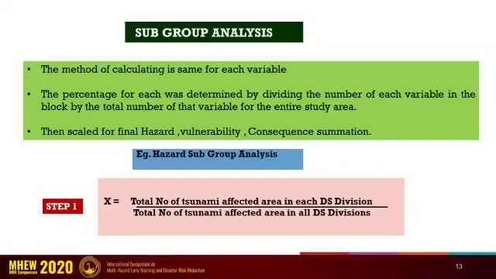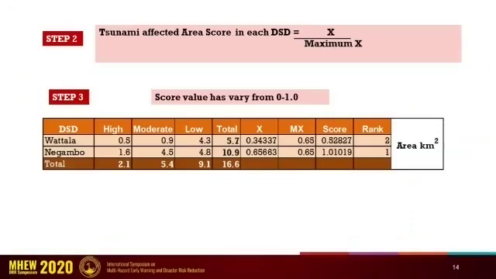The method of calculating is the same for each variable. The percentage for each is determined by dividing the number of each variable in the block by the total number in the entire study area. Then these are selected for the final hazard, vulnerability, and consequence summations. For example, to identify the X value, the total number of tsunami affected areas in each DS division is divided by the total number of tsunami affected areas in all DS divisions. And the final tsunami affected score value is identified by dividing the identified X value by the maximum X value. All these score values vary from 0 to 1.